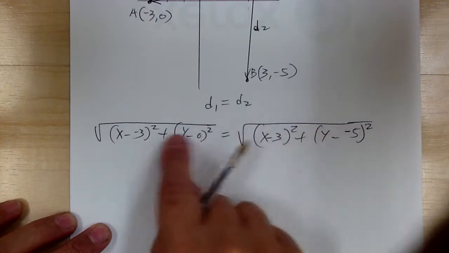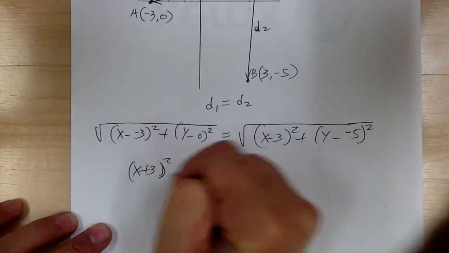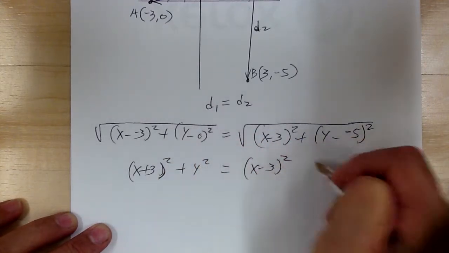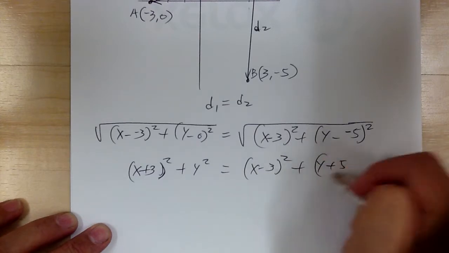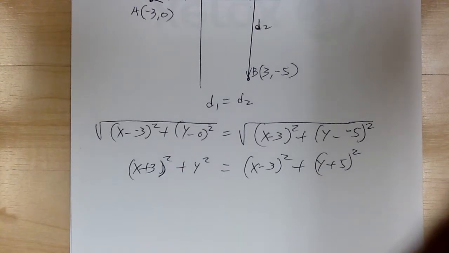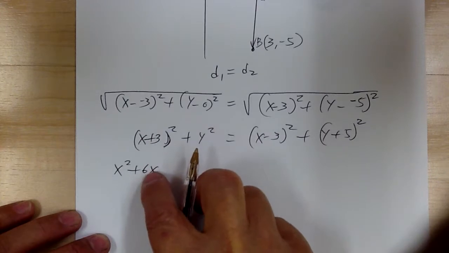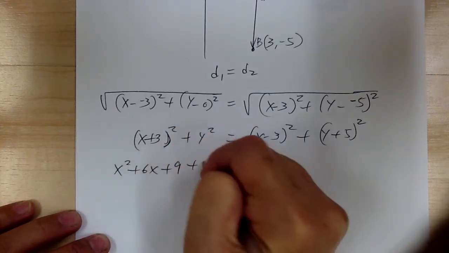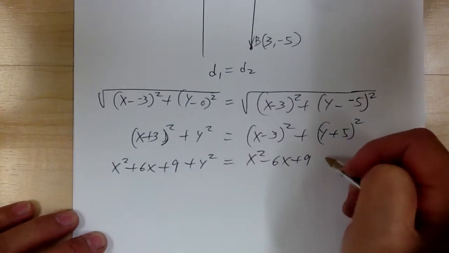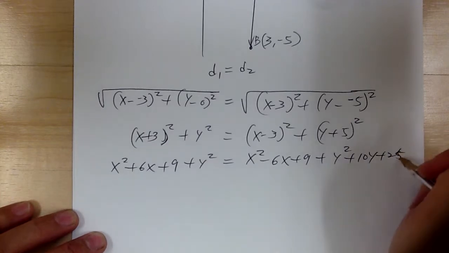So square both sides to get rid of the square root. So you're going to get (x + 3)² + y² equal to (x − 3)² + (y + 5)². After that, go ahead and multiply everything out to get rid of the parentheses. So you're going to get x² + 6x + 9. Remember your middle term. Don't forget your middle term. Same thing over here. You're going to get x² − 6x + 9 + y² + 10y + 25.